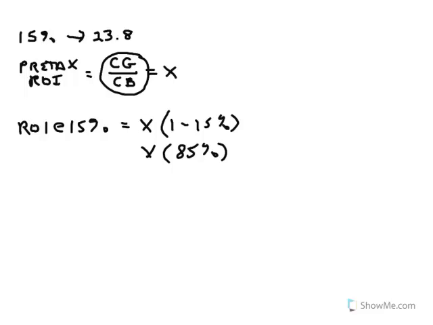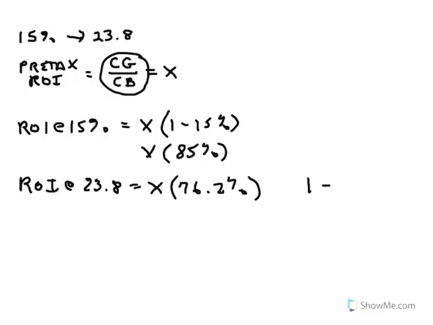Let's now compare that to ROI at 23.8%, the higher tax rate. That equals x times 76.2%. Why? Because 1 minus 23.8% is equal to 76.2%.